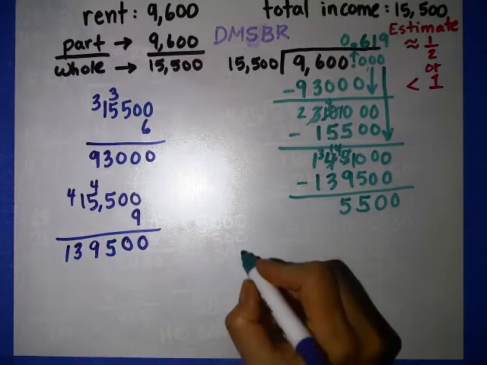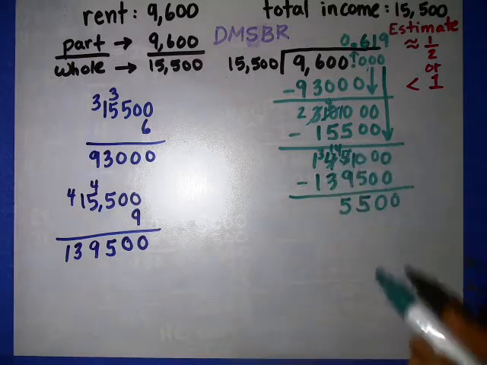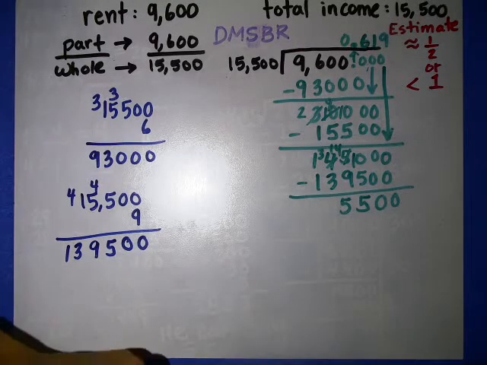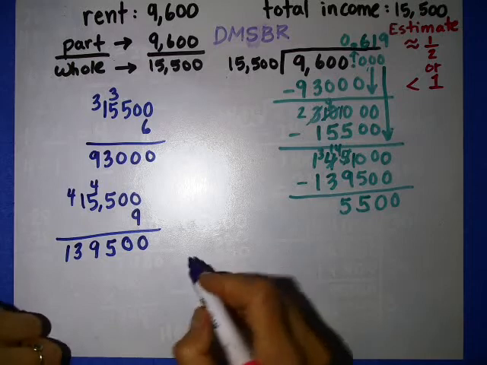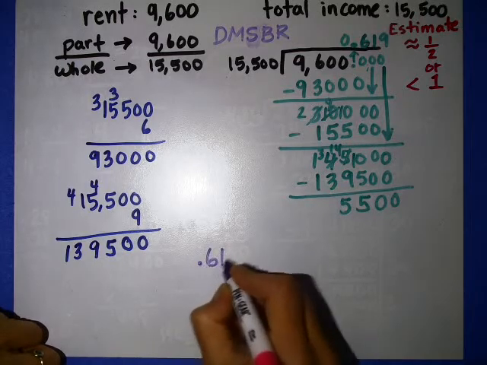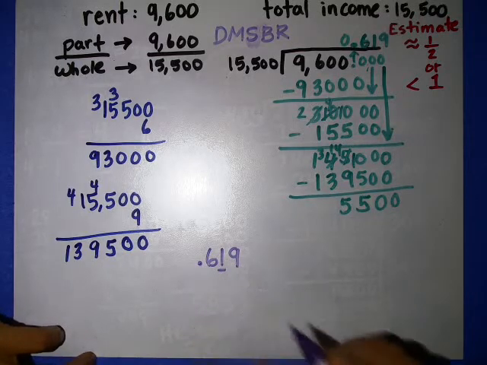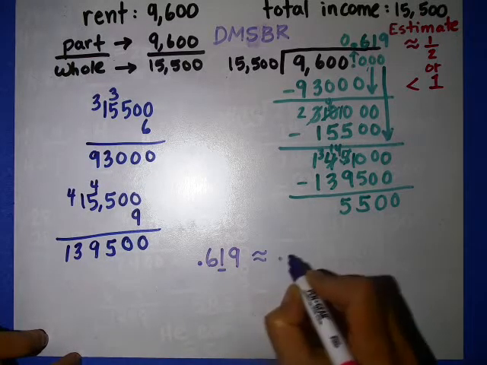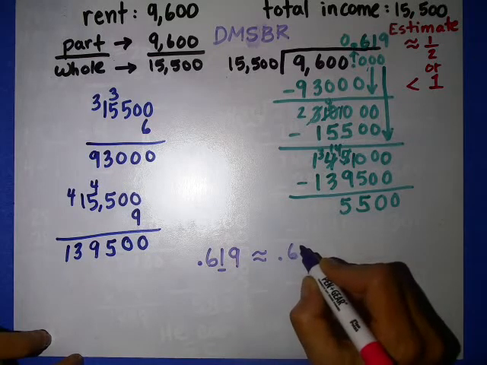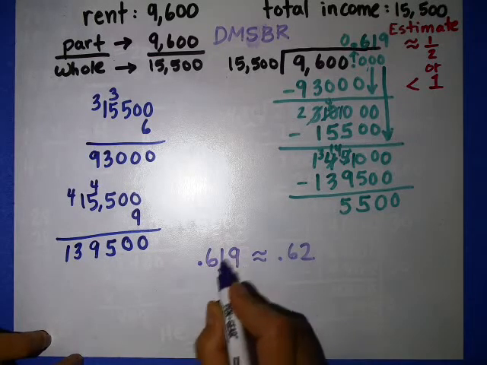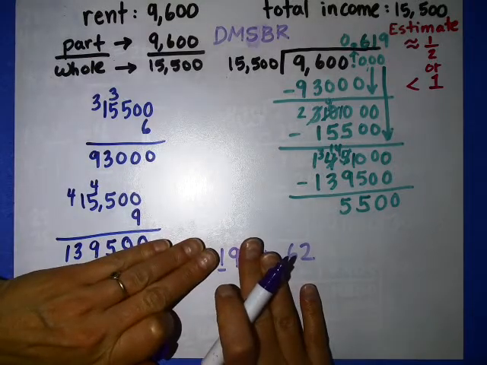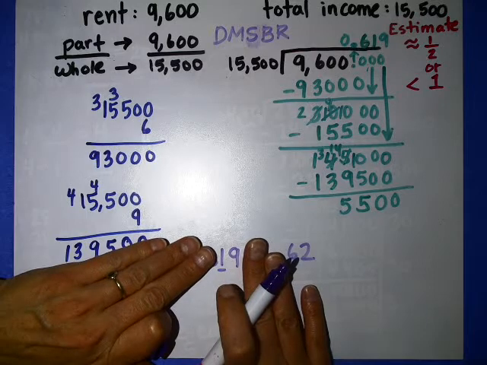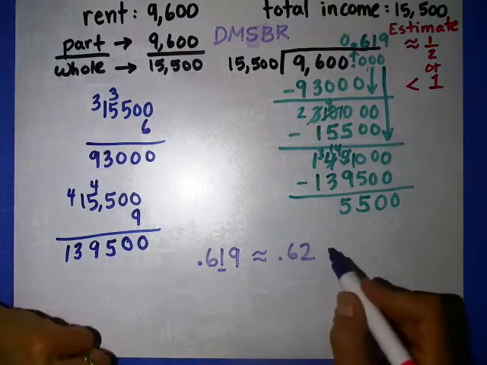So 0.619, if we're rounding to the nearest hundredth, it's going to be 0.62, because you look to the next number, and if you look at it like this, 19 is closer to 20 than it is to 10, so it's 0.62 or 0.620.